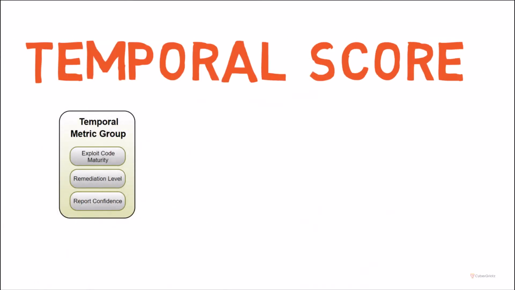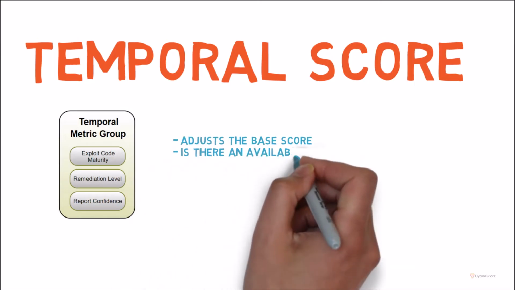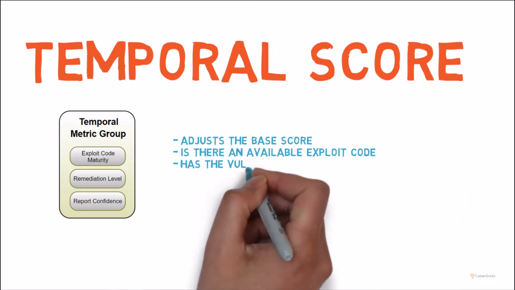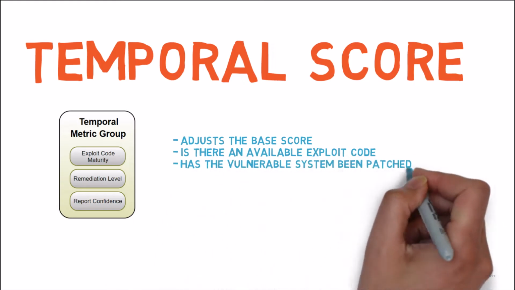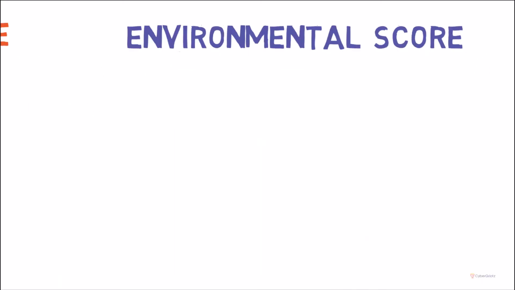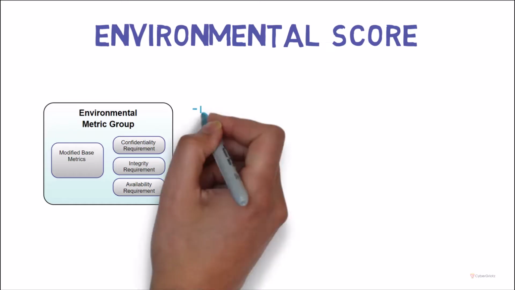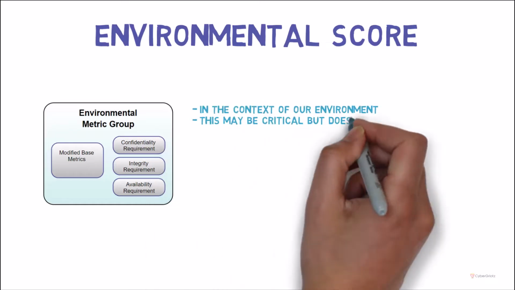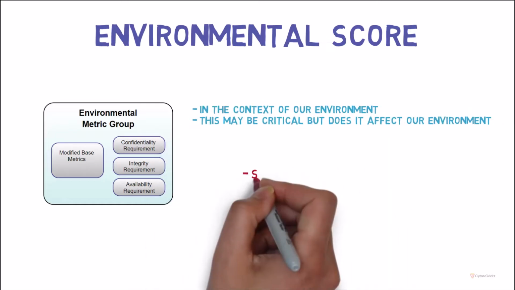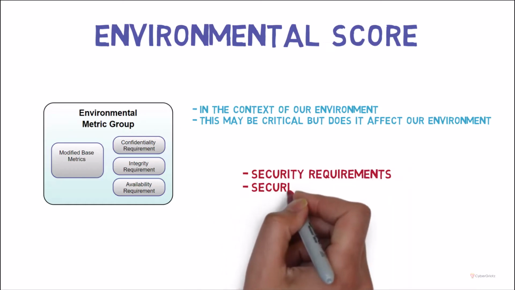The temporal score adjusts the base score based on factors that evolve over time, such as the availability of exploit code, the effectiveness of mitigations, and the confidence in the report. The environmental score tailors the base score to reflect the specific context of an organization, considering factors like security requirements and the impact on the particular environment.